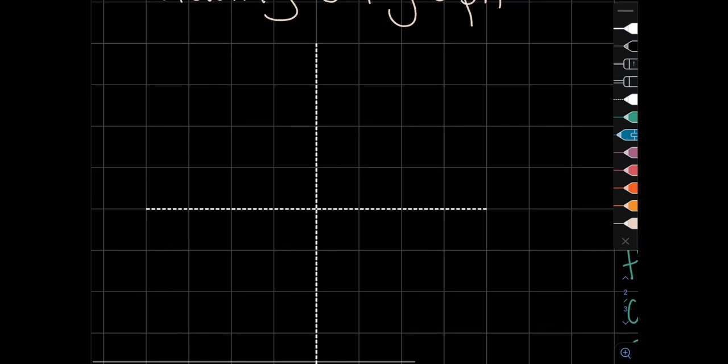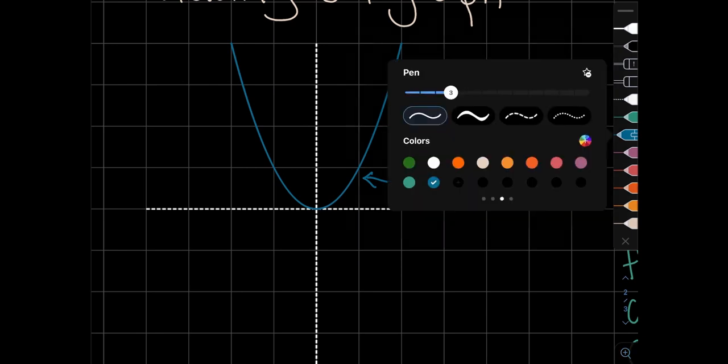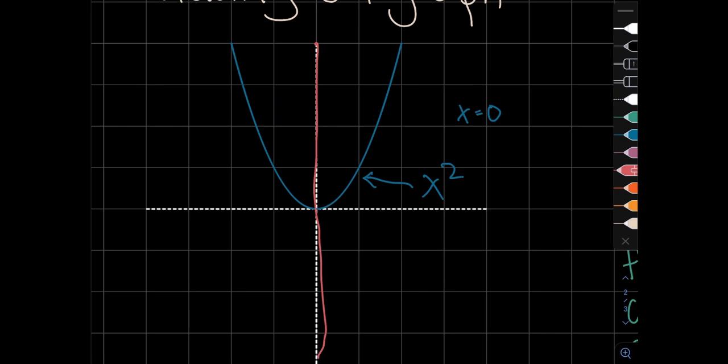And just a few properties on the graph as well. If you use negative b over 2a, I'm going to say that this equation is x squared. Negative b over 2a, okay? Our a is 1, our b, we don't have a b, is 0. So our axis of symmetry is just x equals 0. That line you're going to draw right down here is x equals 0, and that's the line of symmetry.